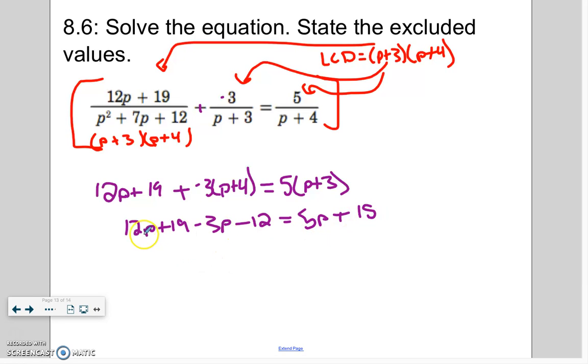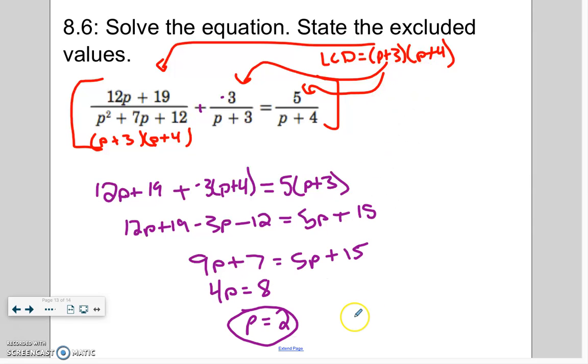To do a little simplifying, the 12p minus 3p is 9p, and 19 minus 12 is 7. So we get 9p plus 7 is equal to 5p plus 15. 4p is then equal to 8, so then p is equal to 2.